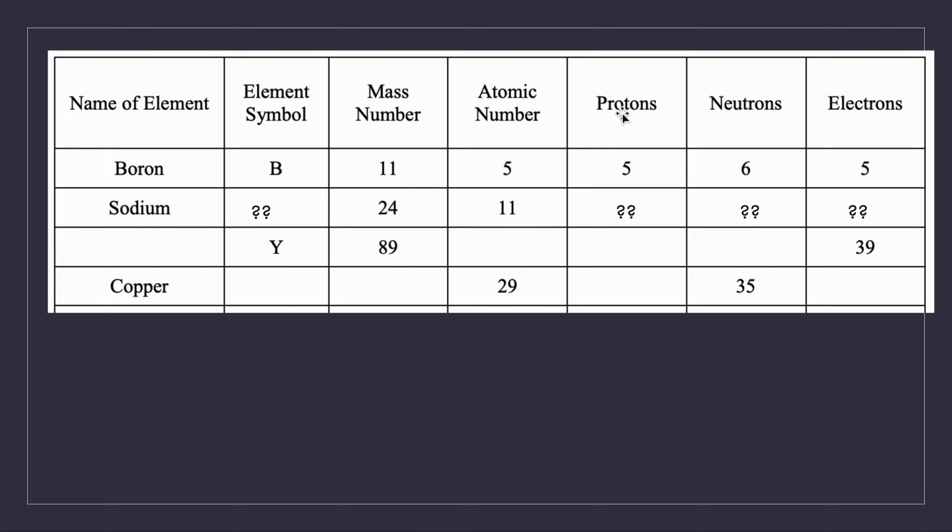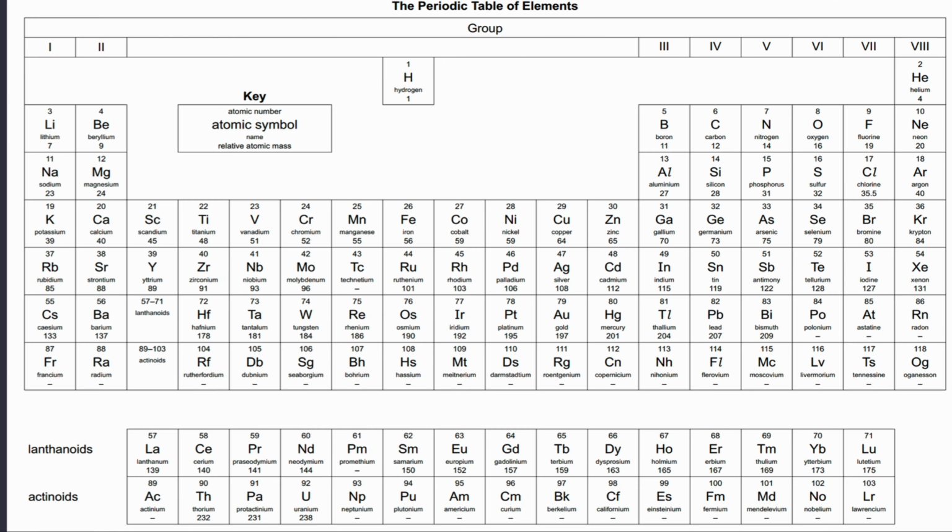And the number of protons is 5 because it has 5 as atomic number. Neutrons is 11 minus 5, so you have 6. And electrons is 5, the same number of protons, because we assume it is neutral since nothing else has been given. In the case of sodium, we just need to come here and find sodium.